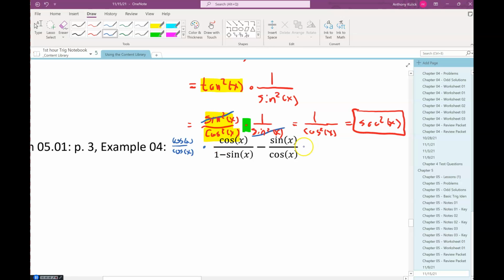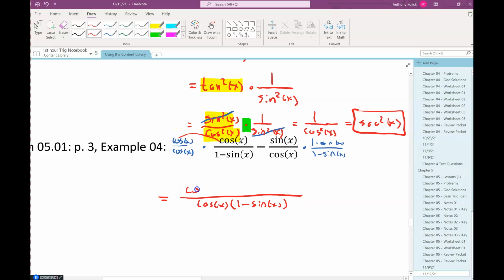So I'm going to multiply the first fraction by cosine x over cosine x, and multiply the second fraction by 1 minus sine x over 1 minus sine x. Everybody's okay? All right. So my denominator is that now. Everybody good?